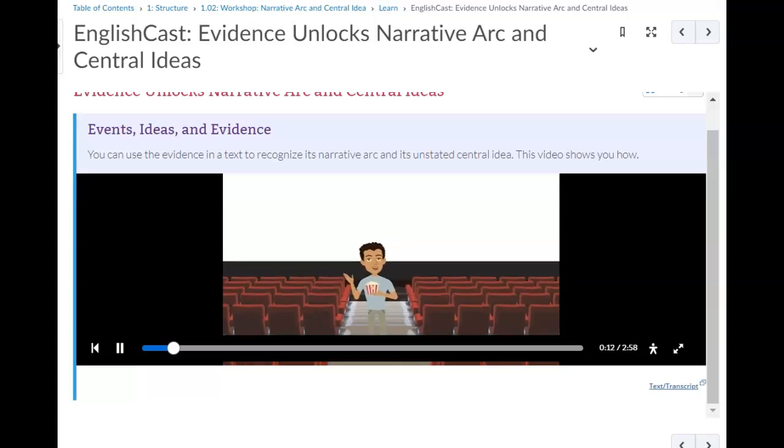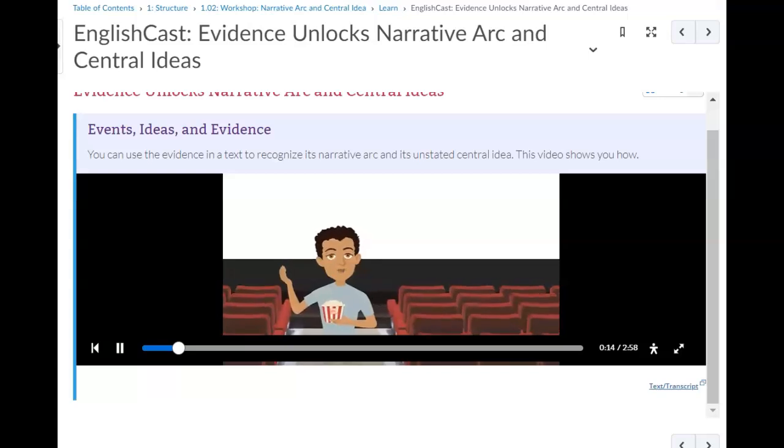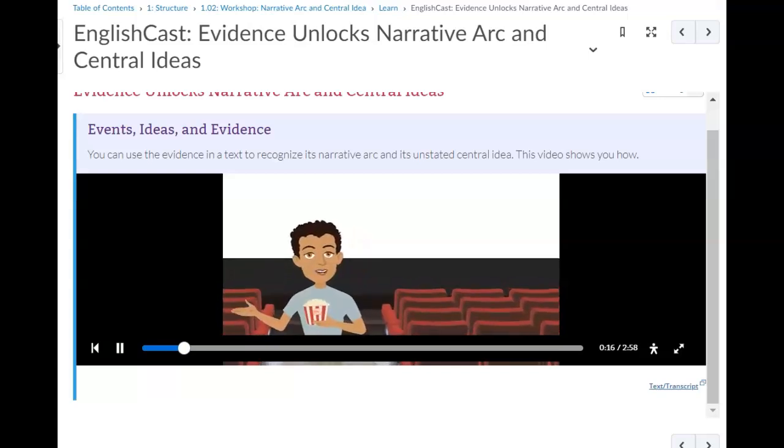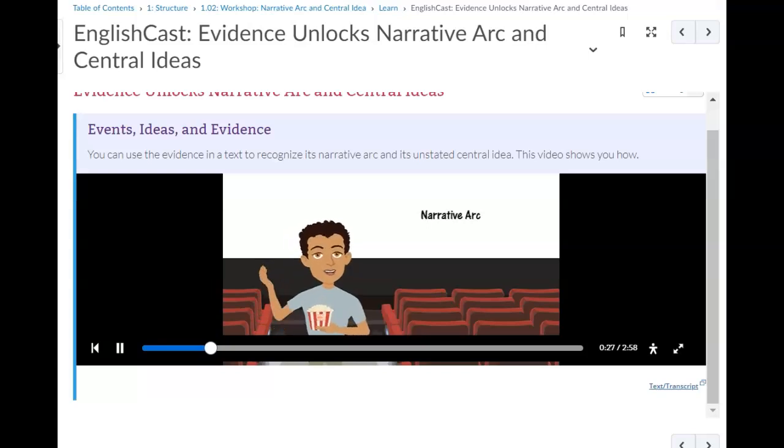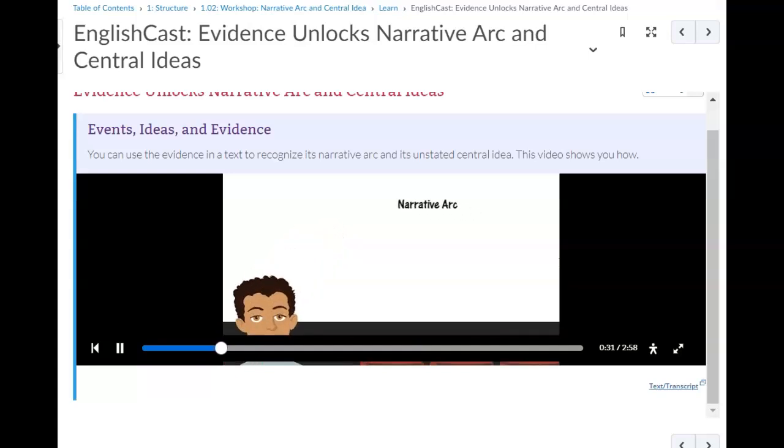My teacher told me that almost all movies have something in common. They all tell a story, and the development of the sequence of events in that story is called a narrative arc. Narrative arc is sometimes called plot arc, and it refers to the chronological order of plot events, the beginning, the middle, and the end of a story.